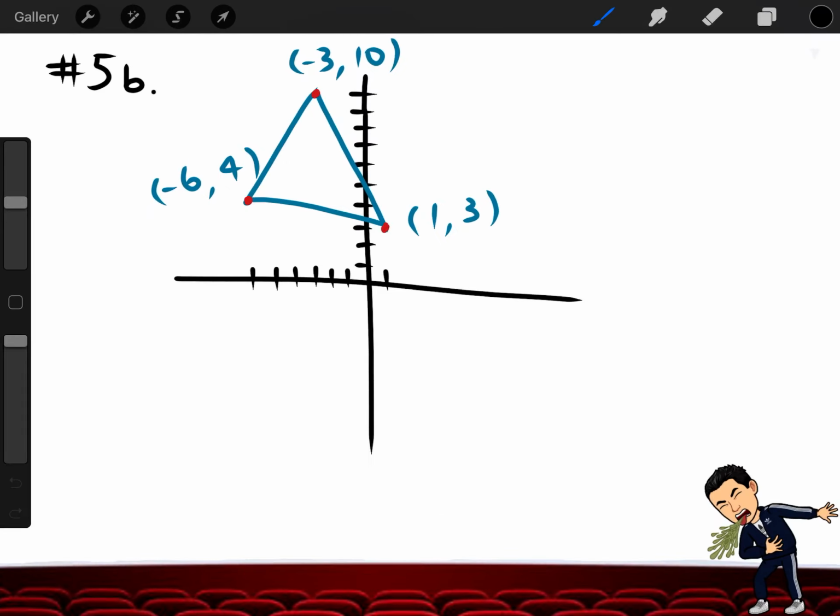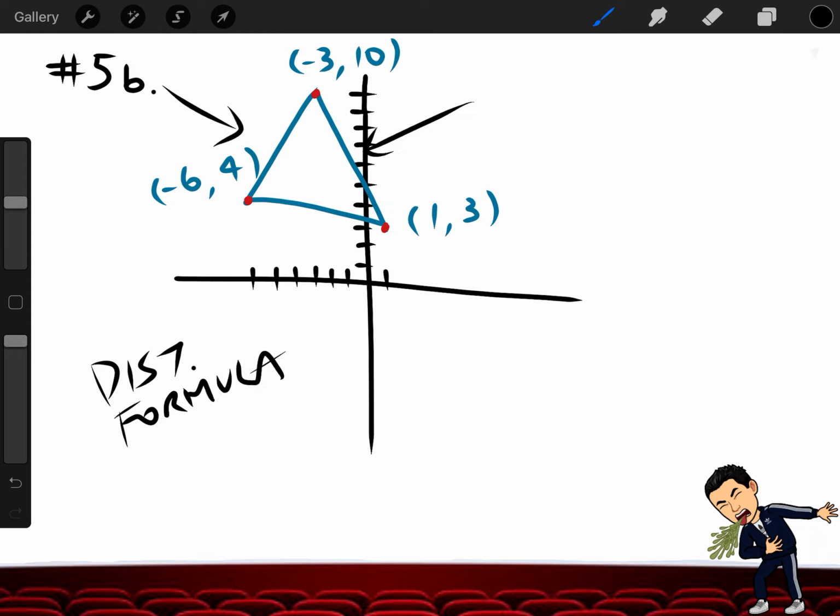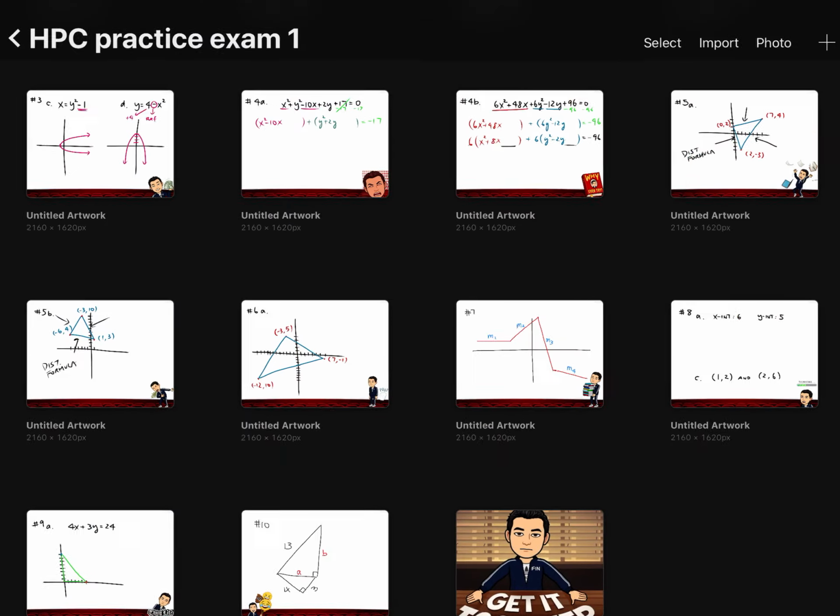So the same thing for 5b. You have to use the distance formula. Okay, let me just write it down. Distance formula. All right, so you have to find these three sides. Let's look at the next one.